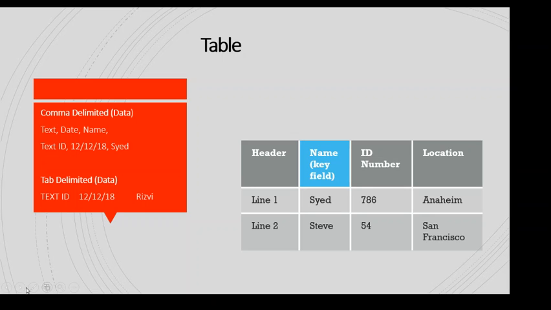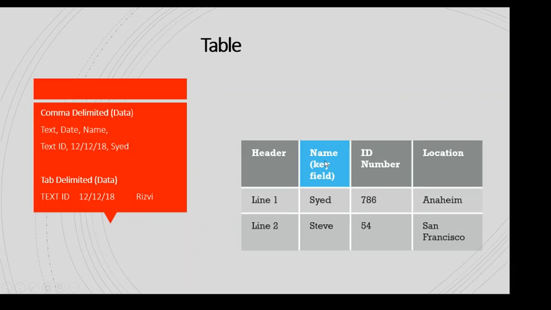Just take a look at some examples. Let's take a look at this in table format. There are rows and columns, and we can see there's a header row. The first row is the header, and we can see there's a header name, key field. We made it blue, just to identify this is a unique ID number, location. There's a line 1, there's a name, and then there's an ID number, and there's a location coming in there. So that is how data is getting saved in the table.